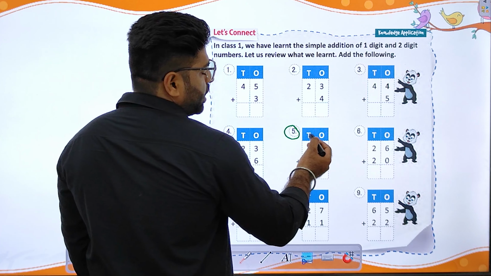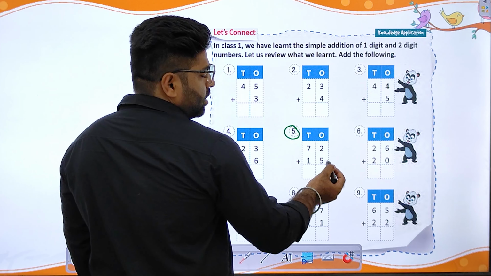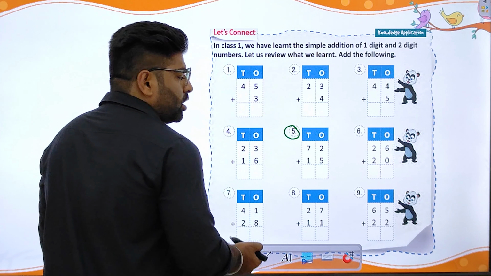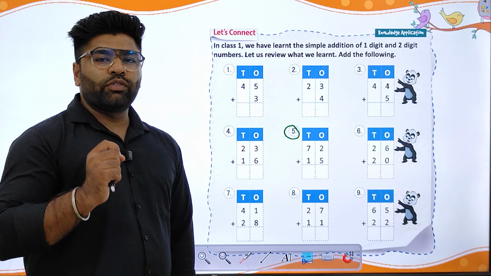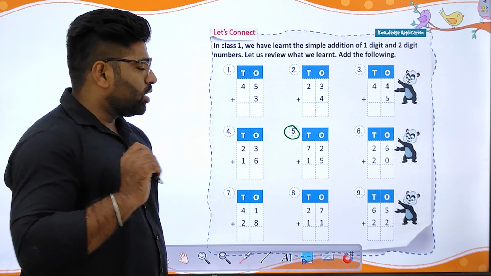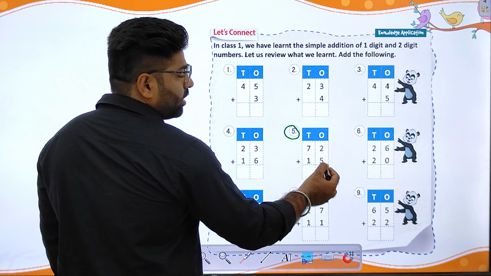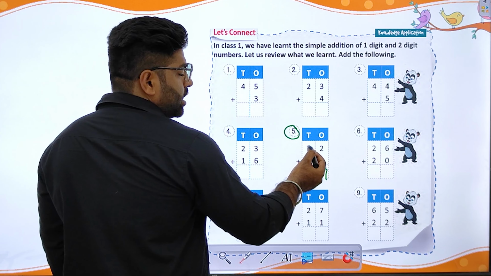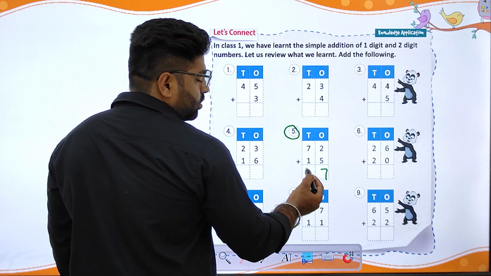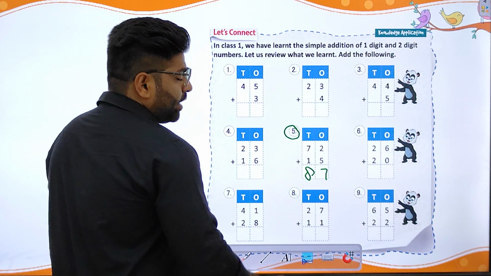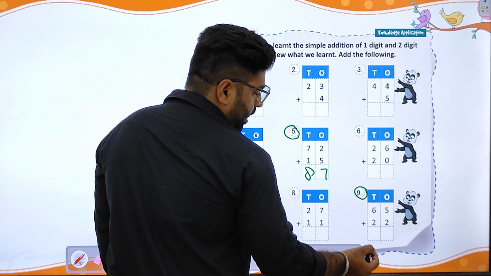Here we are having ones place and tens place. At ones place we are having 2 and 5. At tens place we are having 7 and 1. So you always take care of that: you always have to add the same places. So here we are having 2 and 5 at the ones place. So 2 plus 5 is 7, and at tens place we are having 7 and 1, so 7 plus 1 is 8. Clear?